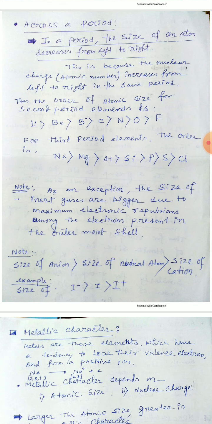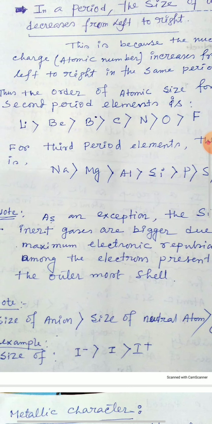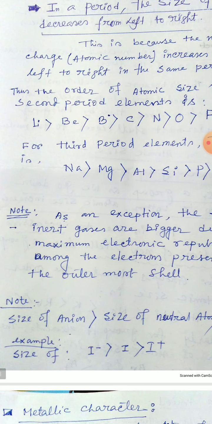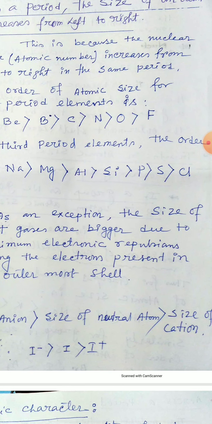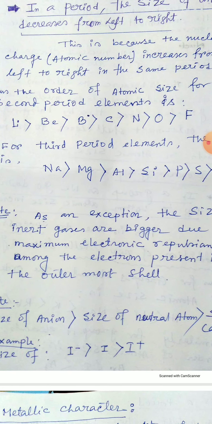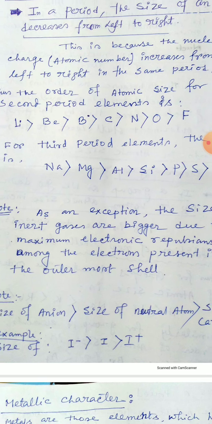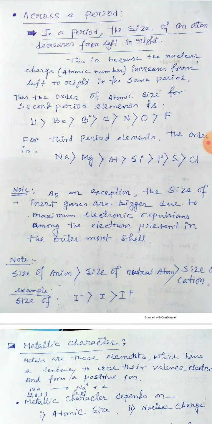Thus, the order of atomic size for second period elements. Which are the second period elements? Lithium, beryllium, boron, carbon, nitrogen, oxygen, and fluorine. These are second period elements. We know that on going from left to right, atomic size decreases. So among these elements, lithium is the largest in size, and fluorine is the smallest in size.